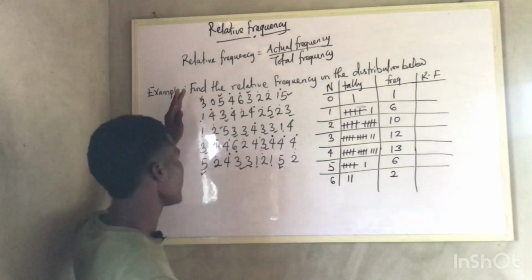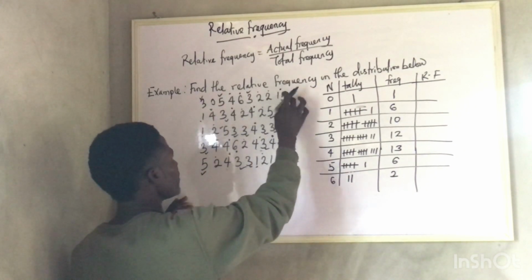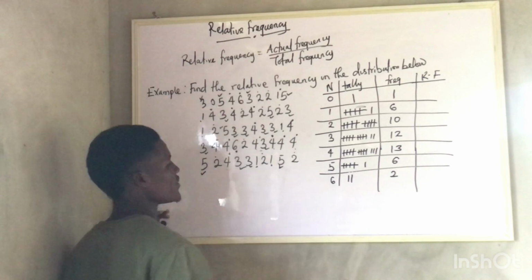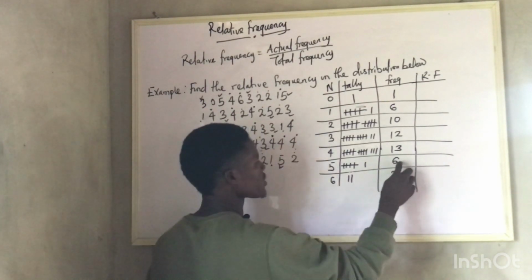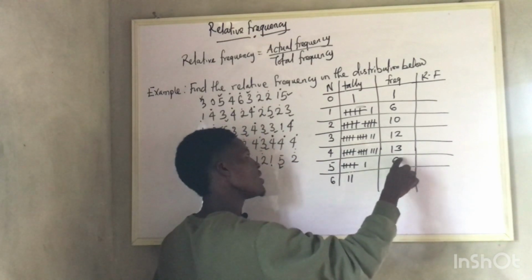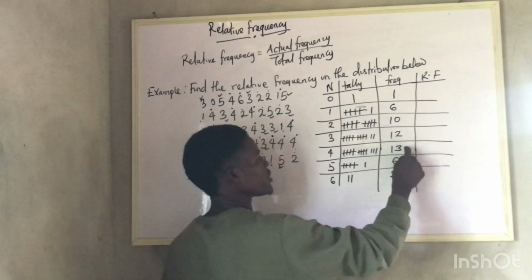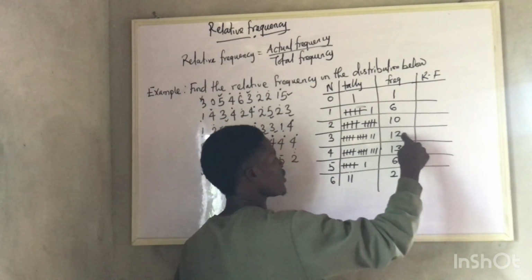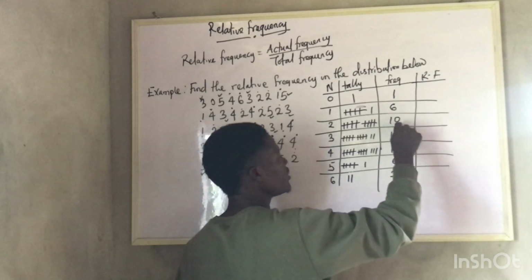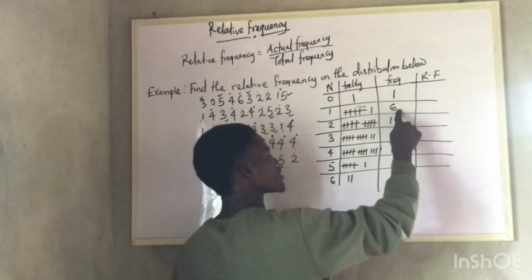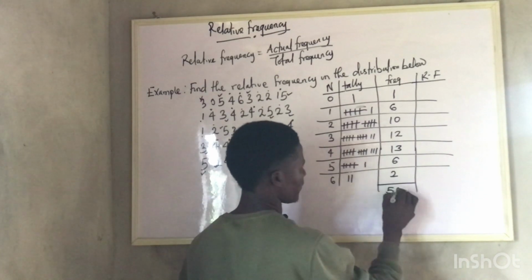We have 50 numbers here. So that's 50. So let's add up the frequencies. 2 plus 6 is 8. 8 plus 13 is 21. 21 plus 12 will give us 33. 33 plus 10 will give us 43. 43 plus 6 will give us 49. And 49 plus 1 will give us 50. So that's our total, 50.